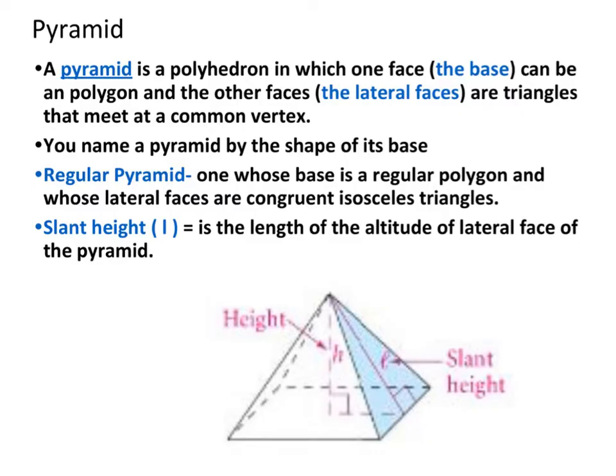If the pyramid has a regular polygon as the base, then it is what we call a regular pyramid, and the lateral faces are all congruent isosceles triangles. The height of the figure is still the height from the apex to the base, so this is our height here, versus a new term, the slant height, which is the height of the side or the lateral face of the pyramid. So this is what we call our slant height.